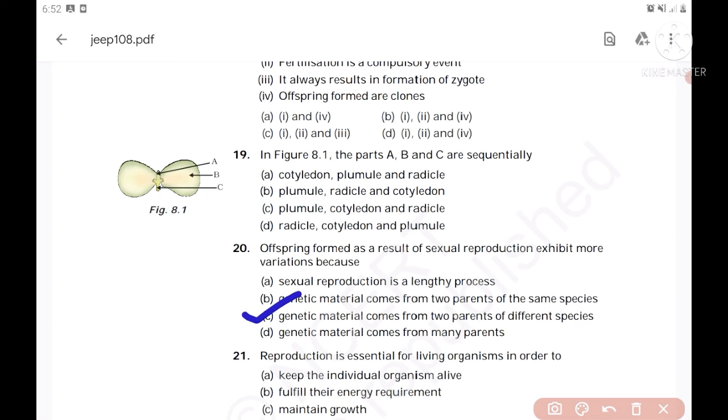So what is the answer? Genetic material comes from two parents. It's not C, it's B, sorry. From the same species. Obviously, it's not different species, right? For example, you can't take an elephant and an ant as parents and give reproduction to a new one. A new individual cannot be formed. Okay, so answer is B. Not the option that says many parents.